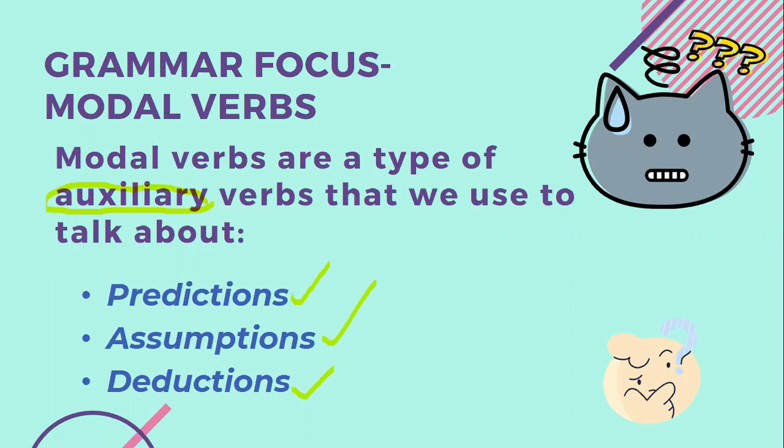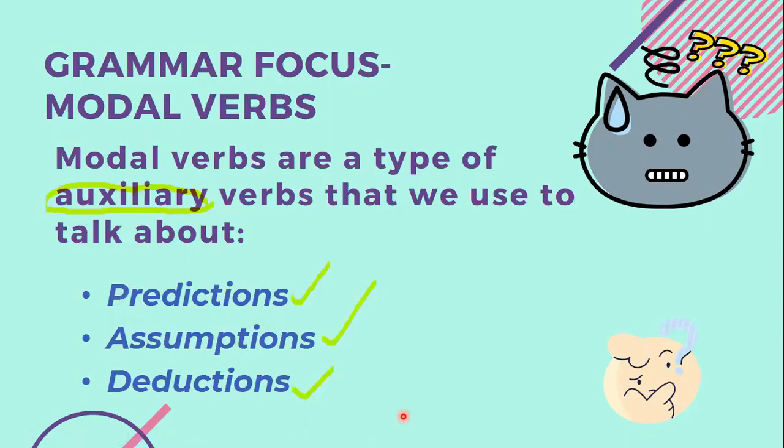This video is just here to make sure that you understand and reinforce the topic that we saw in the last class, that is modal verbs. As we mentioned in the last class, if you remember, modal verbs are a type of auxiliary verb. We mentioned that an auxiliary verb is not a verb itself, but a word that is used to help other verbs have different meanings. And normally we're going to use modal verbs to talk about these three things: predictions, assumptions, and deductions.